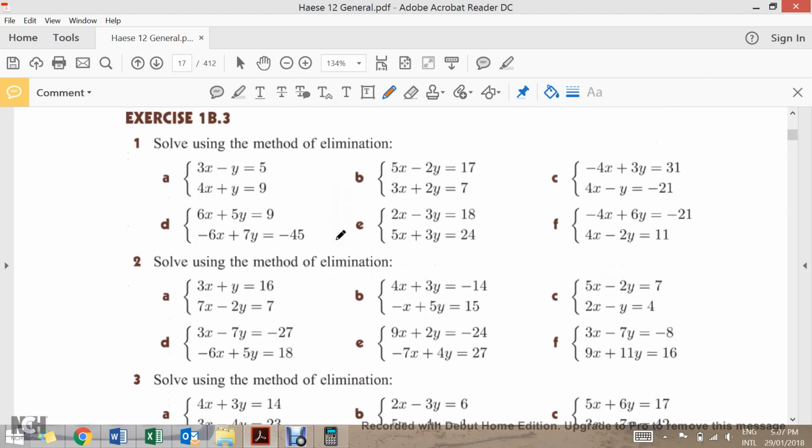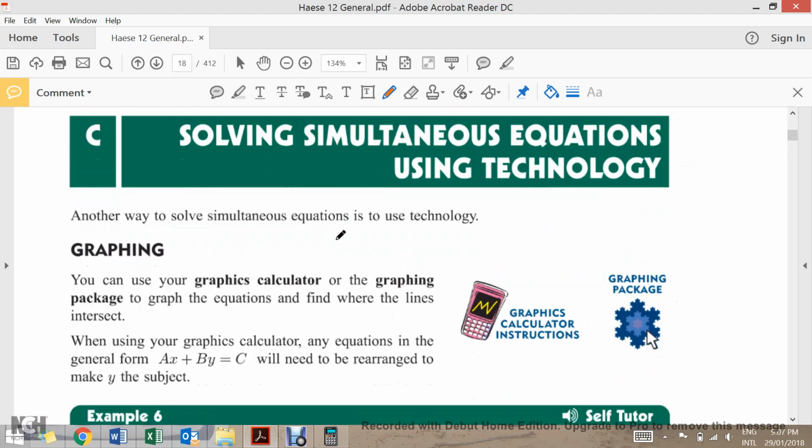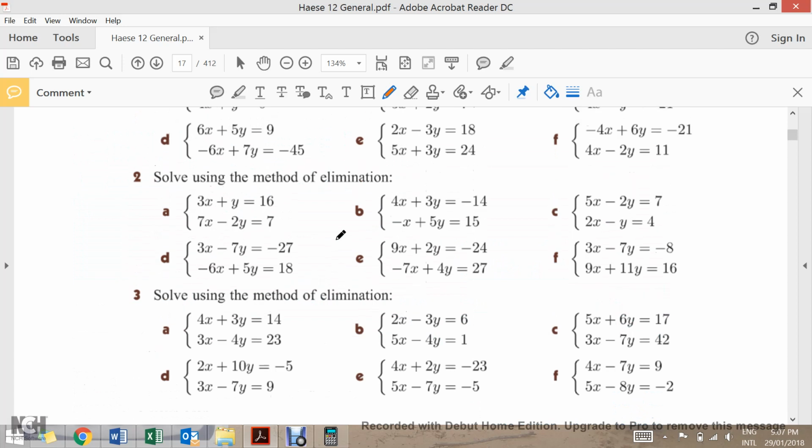So give those questions a go there, and you will then be a professional at doing simultaneous equations by hand.